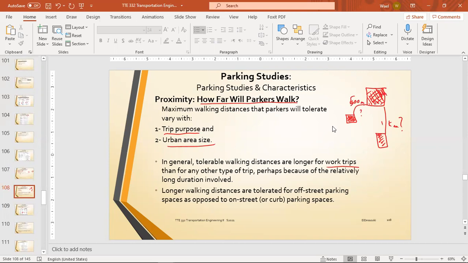If the trip purpose was leisure, going to the movie, going for a cafe or something, you are not going to be willing to walk a long distance or park far from your destination. But if it was for work trips or going to school, something important, you are tolerable to walk. The walking distance might be longer. For urban size also, if the urban area is a small community, people usually want to park close to their destinations. But if it's a busy big city, people are used to this.